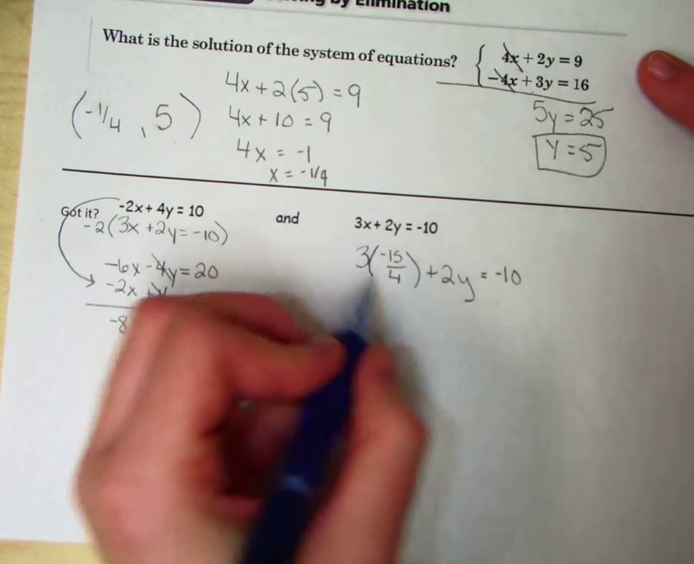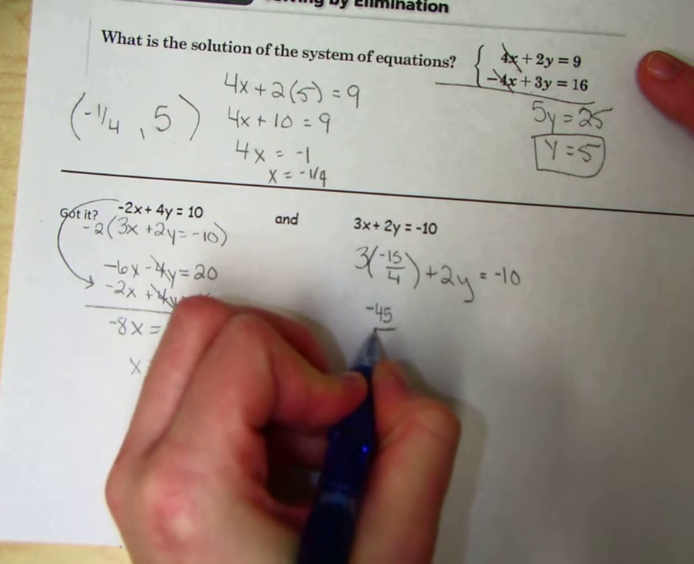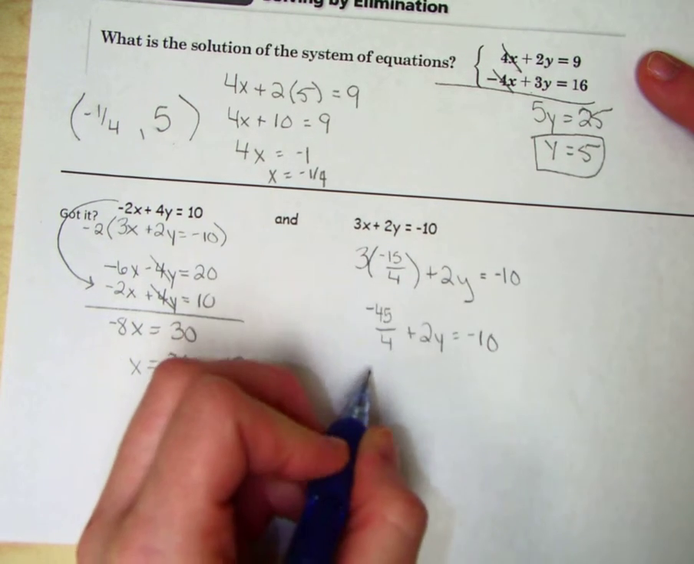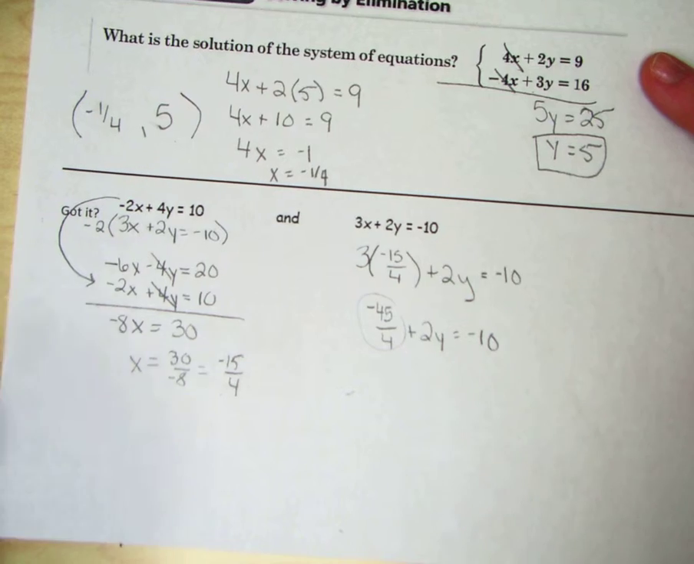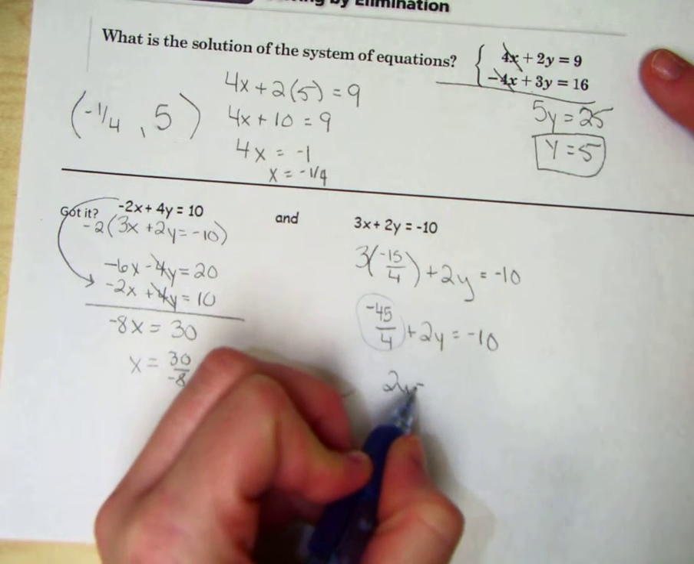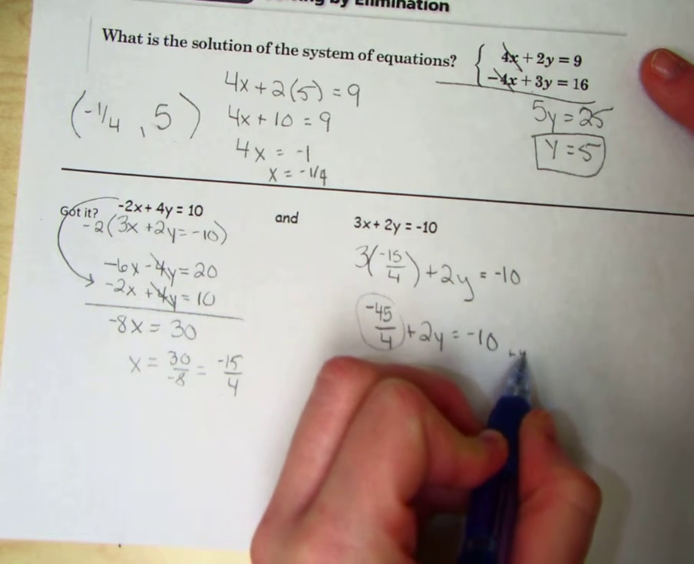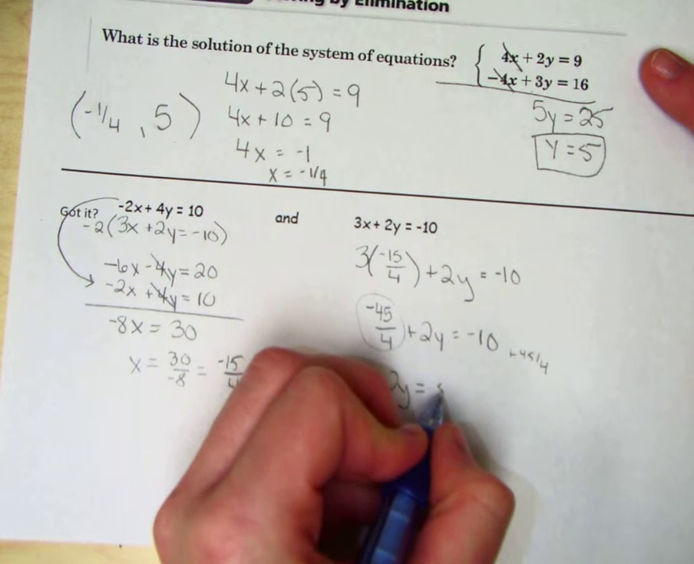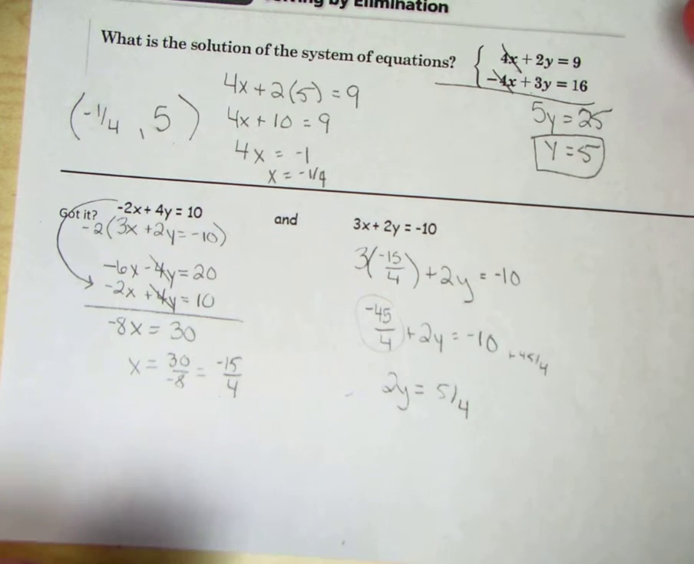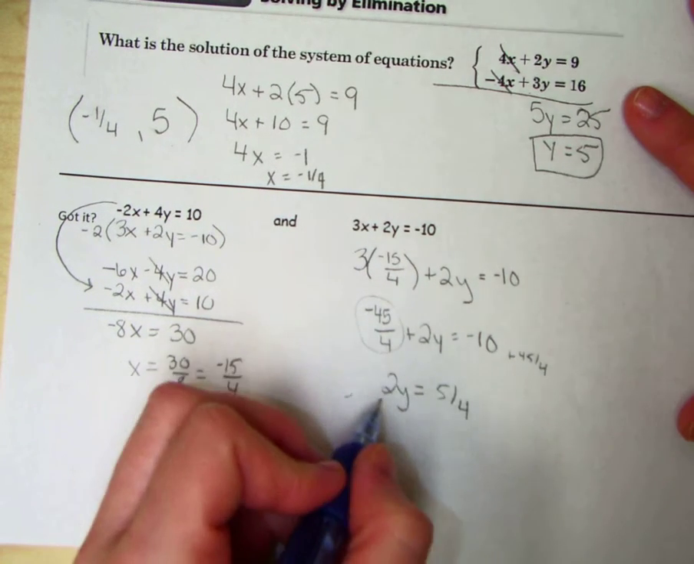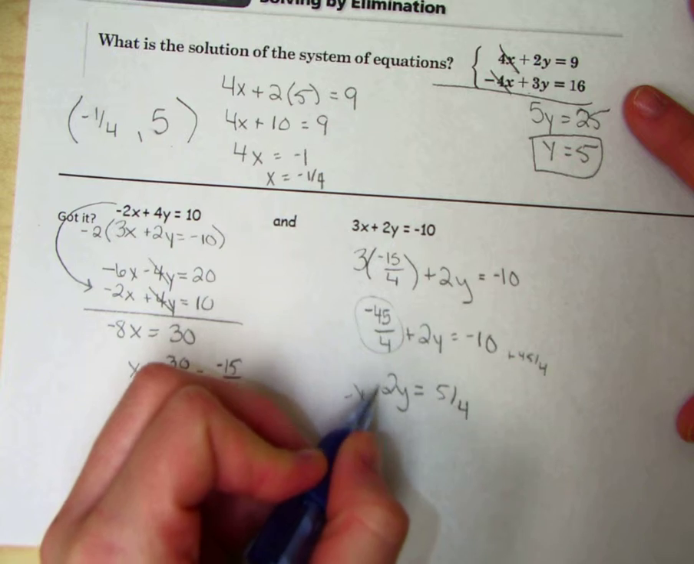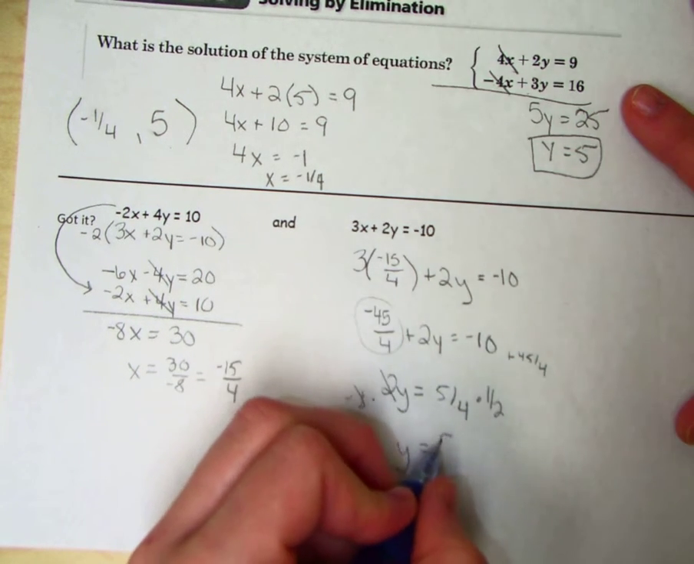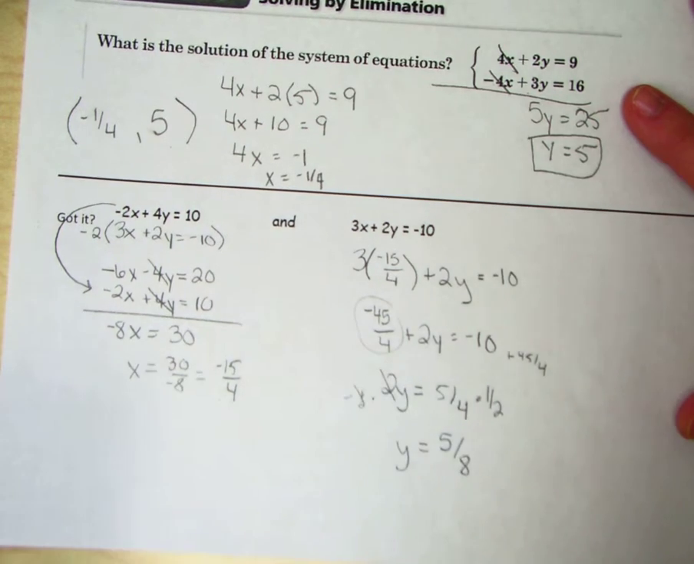When you multiply these together, you get negative 45 over 4 plus 2y equals negative 10. Now you need to add 45 over 4 to the other side. So negative 10 plus 45 over 4 is 5 over 4. Now divide by 2, or multiply by 1/2, to cancel this out. And y equals 5 over 8.